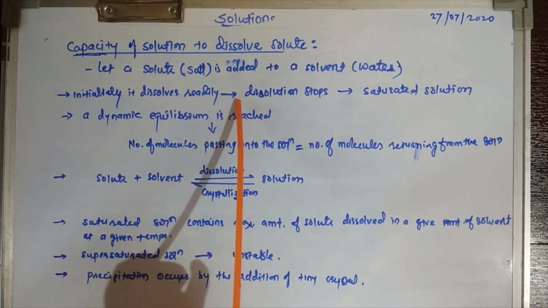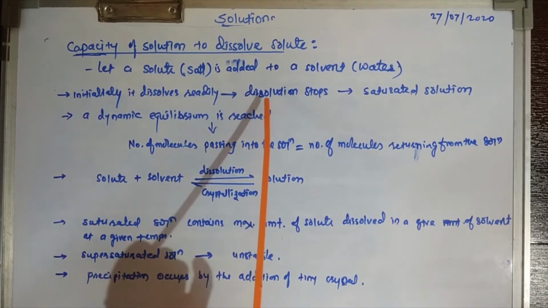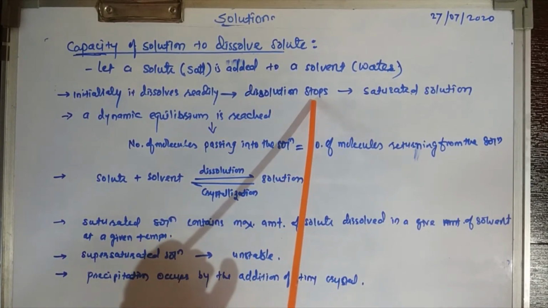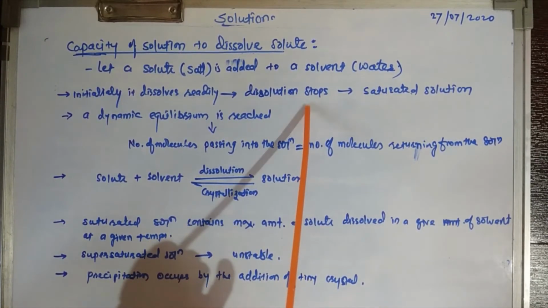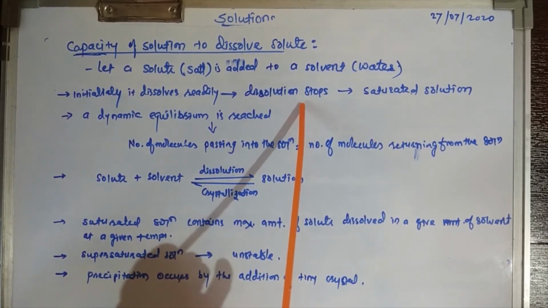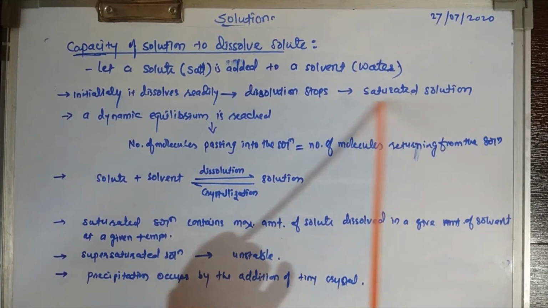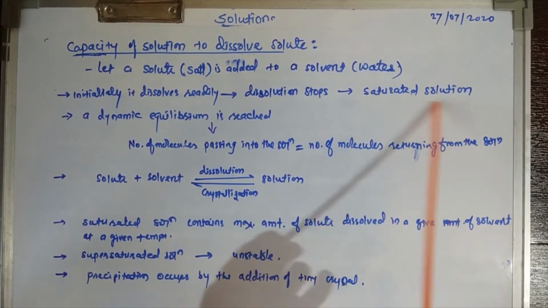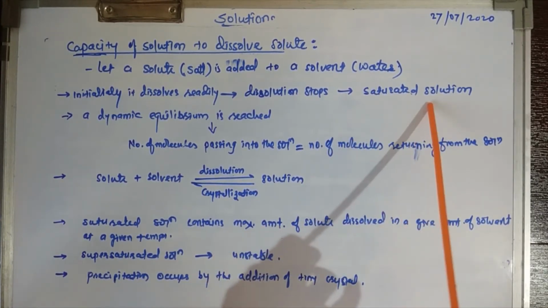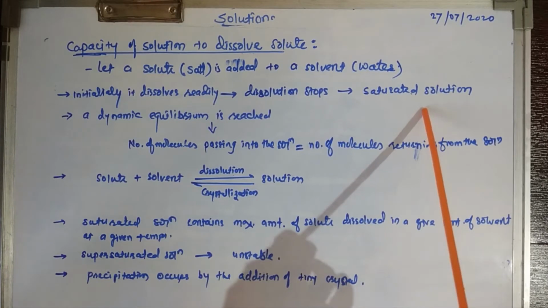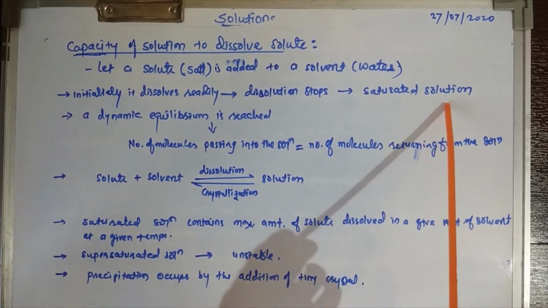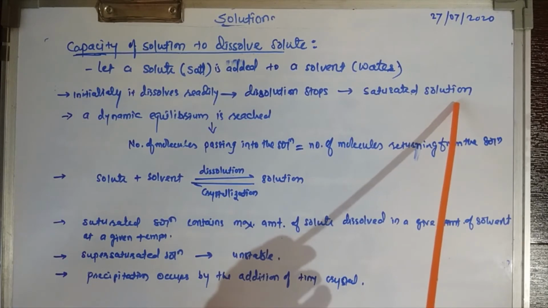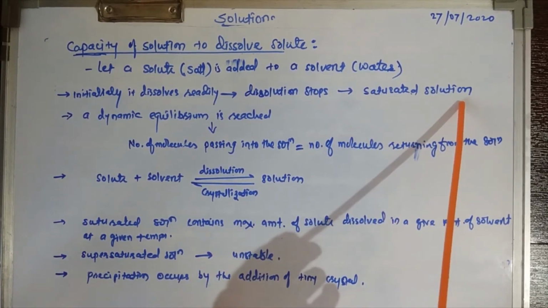After some time, if we add more and more solute to a particular solvent, at a particular stage the dissolution stops. That means the amount of the solute starts to remain at the bottom of the solution. That solution is now called a saturated solution. So what is a saturated solution? The solution which contains the maximum amount of the solute in a given or specific amount of the solvent. The saturated solution is formed finally.